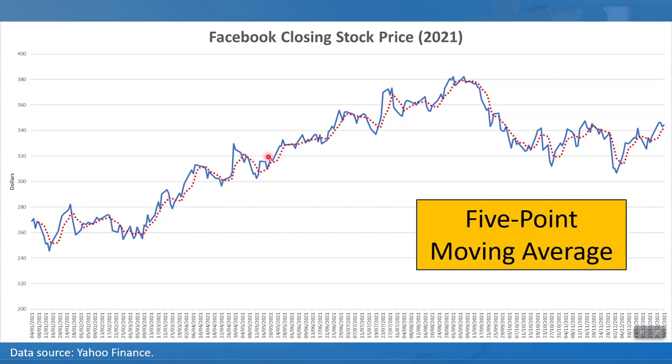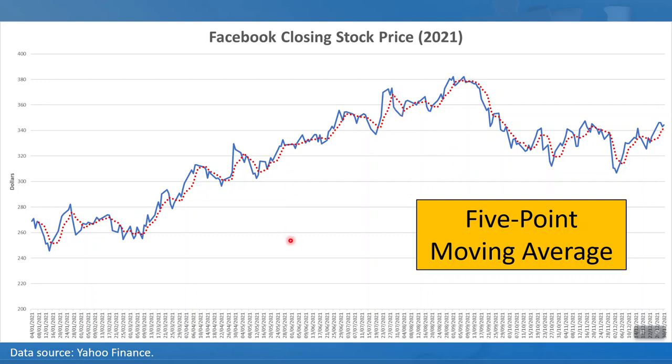So the first thing I'm going to do is use a 5-point moving average. And the red dotted line here represents a 5-point moving average. In other words, I've taken 5 periods, added the stock price together for the 5 and divided by 5 to give me the next forecasted period. And I've moved that on for the entire year. And you can see that the red dotted line is a little bit smoother than the blue line, which is the actual data. So that's a 5-point moving average.